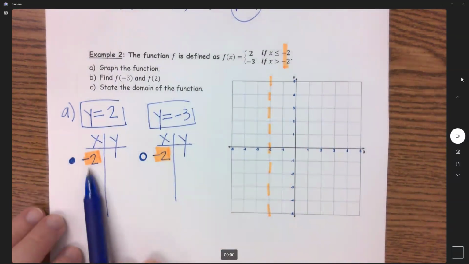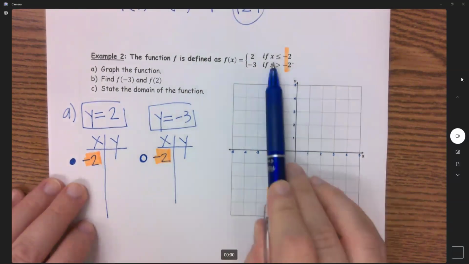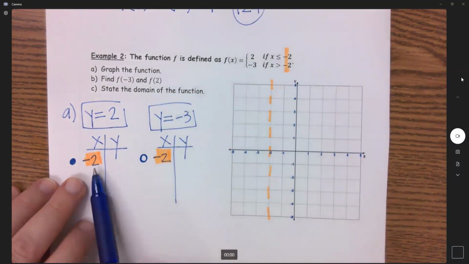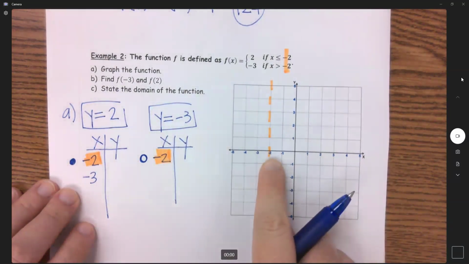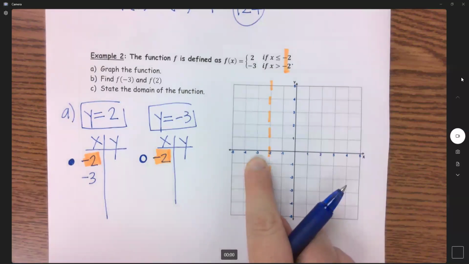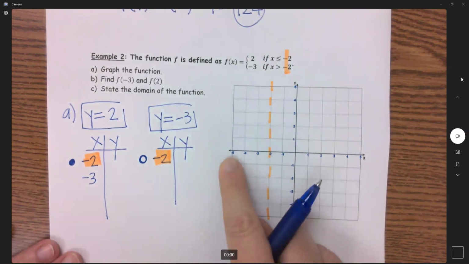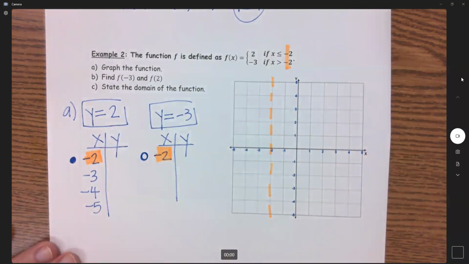Okay, so now I need to make a table of different values here. So if this one here is when x is less than or equal to -2, what's the next logical number here that is less than -2? And that would be -3, right? We're right here at -2. The next one is -3. Now, you only need 2 points at minimum. But to make a more accurate graph, put in a couple more values. So -4 and -5 would also be great numbers to put in.